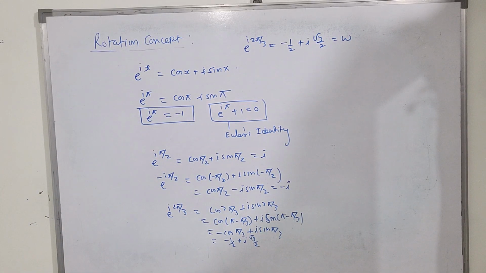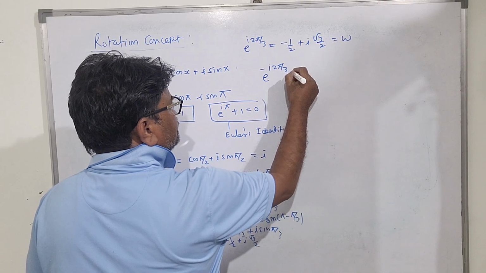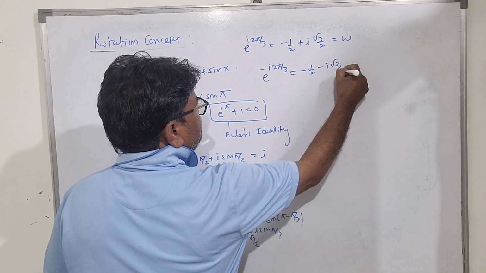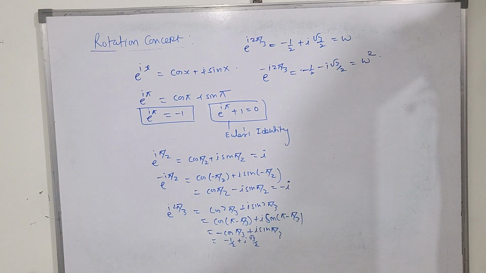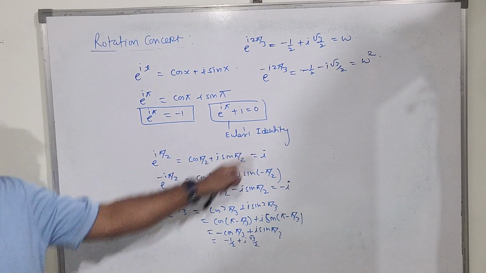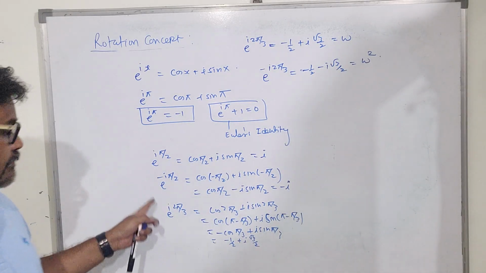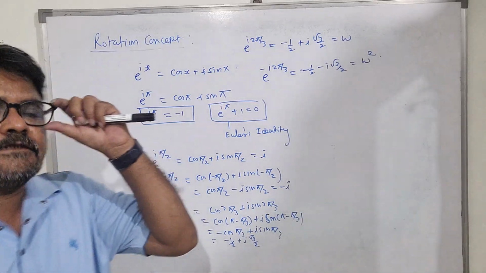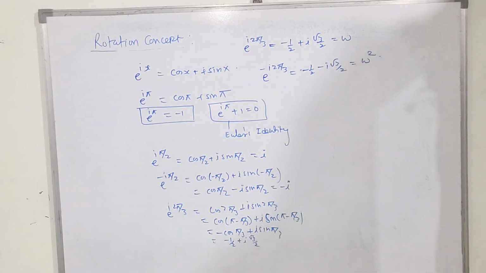This is the omega complex number. And similarly I can have e to the power minus iota 2 pi by 3 is equal to minus 1 by 2 minus iota root 3 by 2, that is equal to omega square. So these standard results: e to the power iota pi by 2 is iota, e to the power minus iota pi by 2 is minus iota, e to the power iota 2 pi by 3 is omega, e to the power minus iota 2 pi by 3 is omega square. So these results you have to understand.